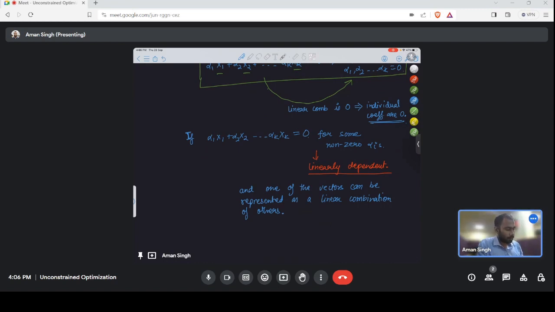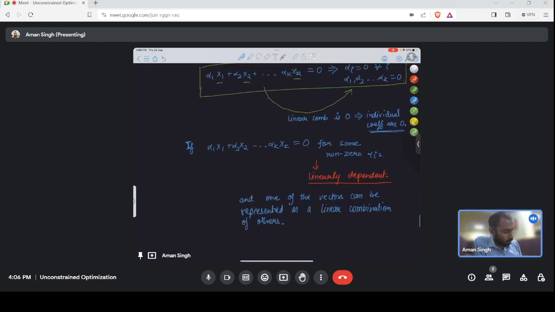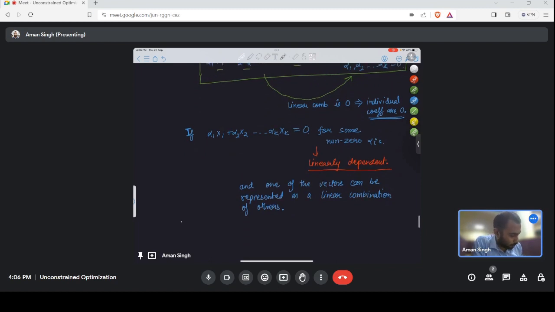So let's take an example. The similar example, but with fewer vectors. A1 is equal to (1, 0). A2 is equal to (1, 1). A3 is equal to (0, 1).